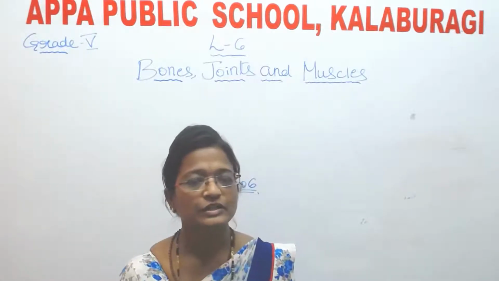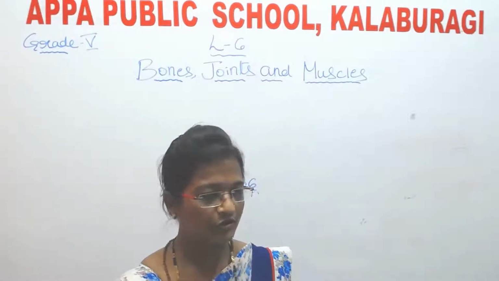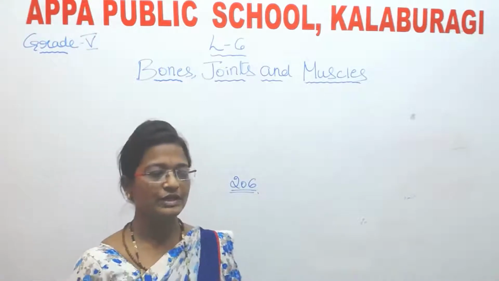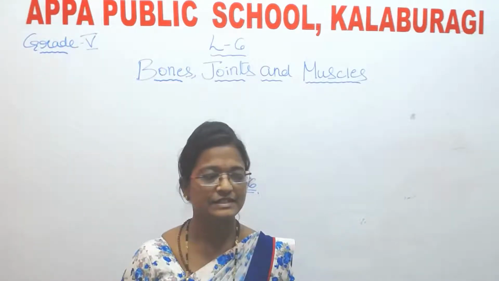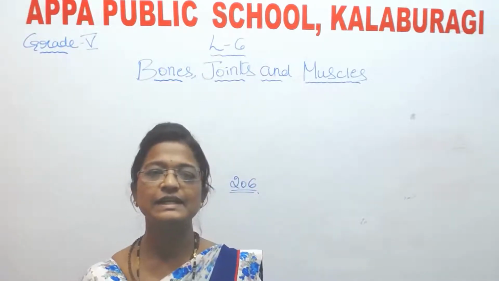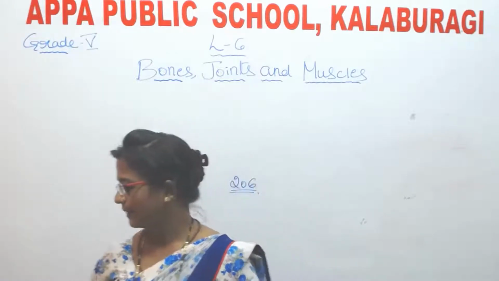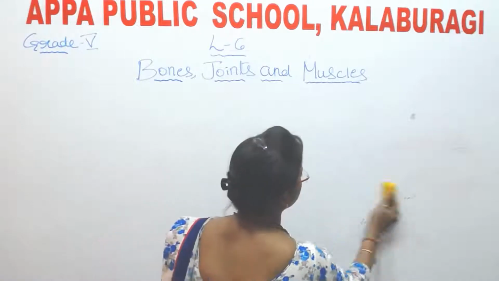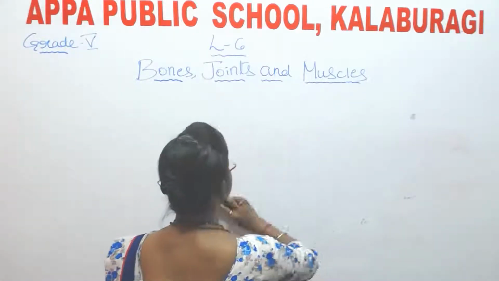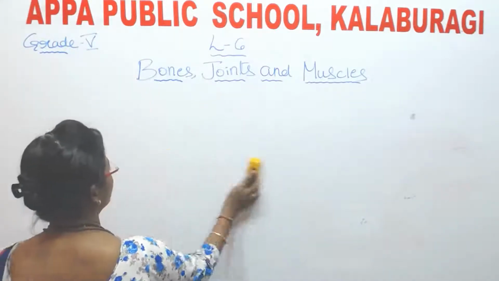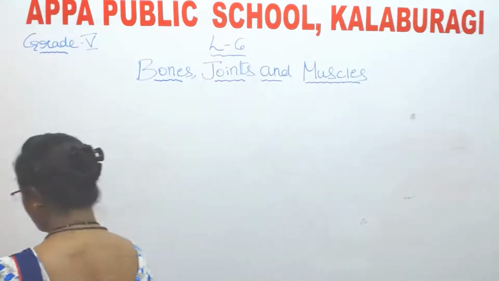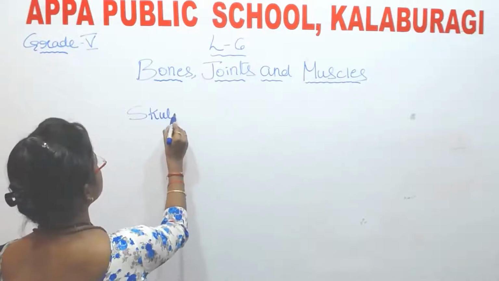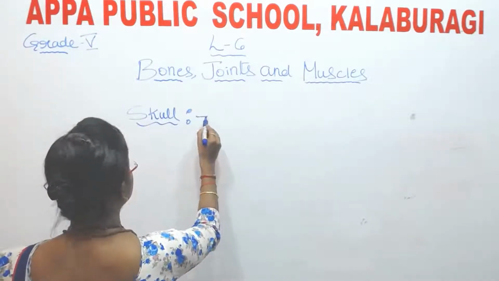So the ordered structure of bones is called a skeleton, right? Did you get an idea about the skeleton? Now let us discuss this in detail. As I said, the human skeleton means the ordered structure of bones. First we will discuss about the skull.